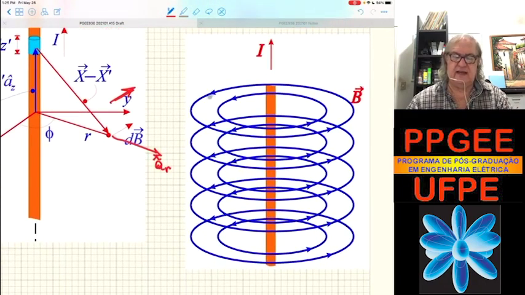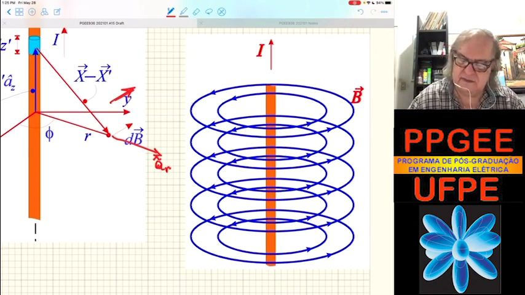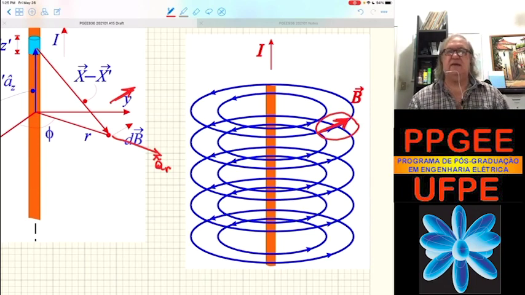So the field would align like this. That's why if you put a compass here, the needle is going to align along the direction of B, naturally. That's what Ørsted observed, right? With a compass like this, the needle is going to align at 90 degrees with the direction of the wire, right?